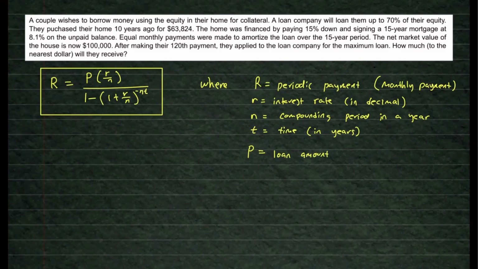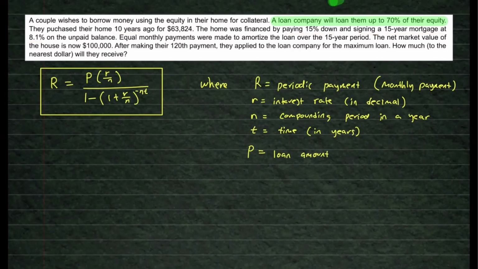Okay, so a couple wishes to borrow money using the equity in their home for collateral. A loan company will loan them up to 70% of that equity. All right, so this is going to be important. We'll hold on to that part. They purchased their home 10 years ago for $63,824. The home was financed by paying 15% down and signing a 15-year mortgage at 8.1% on the unpaid balance.